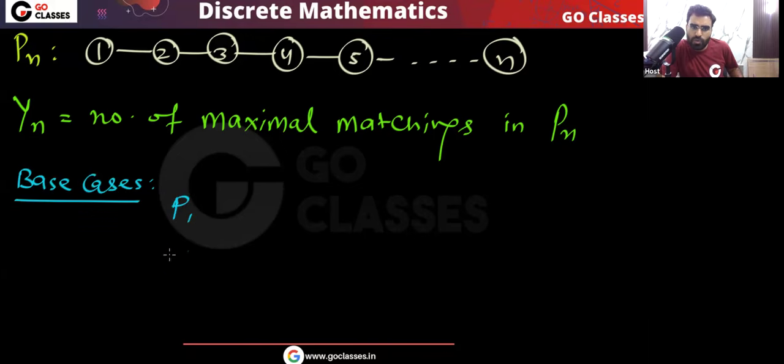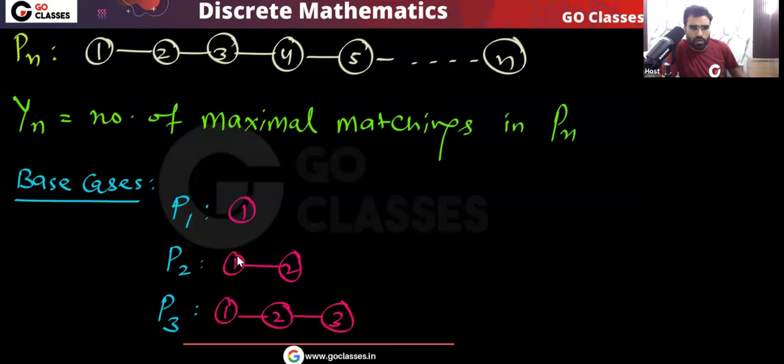Base cases means if you have a path graph on one vertex, two vertices, three vertices, then what will be yn? Means what will be the number of maximal matchings in these graphs. So you can see P1, P2, P3. What will be the number of maximal matchings in P1? Tell me, what will be y1? Y1 will be 1 because in this graph, there is no edge.